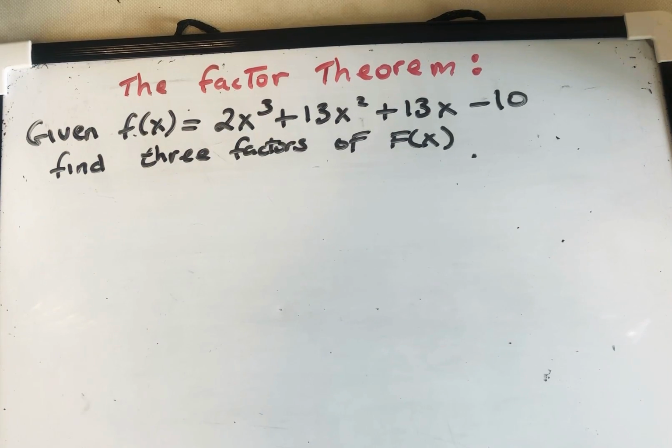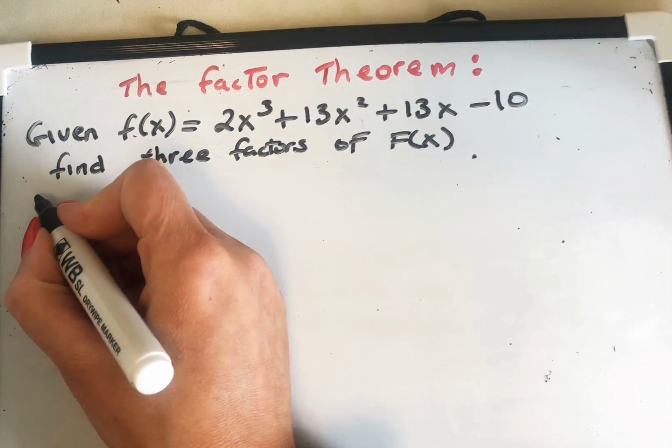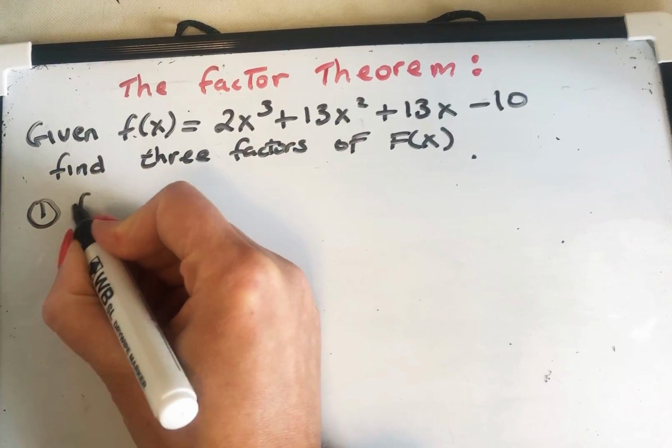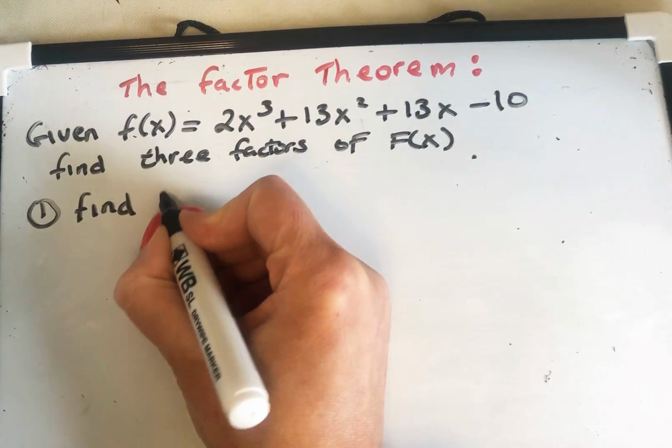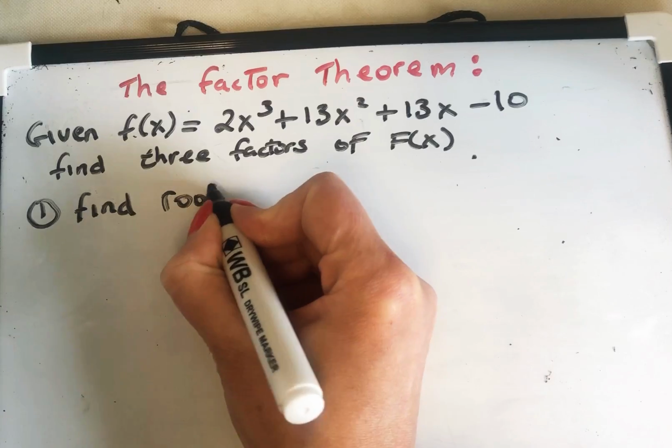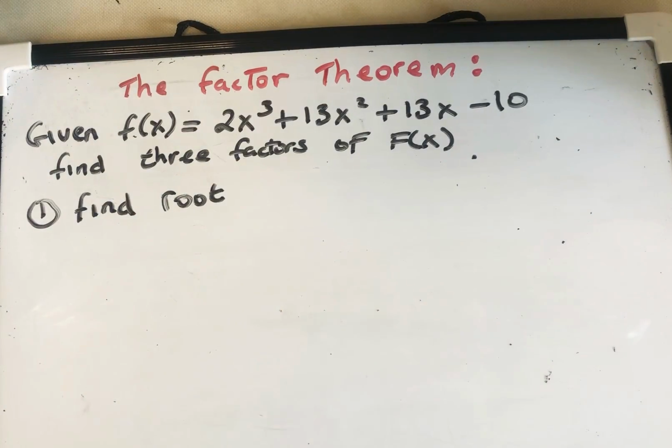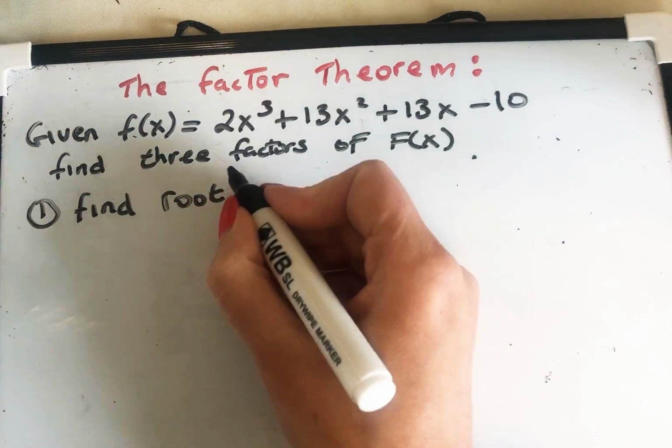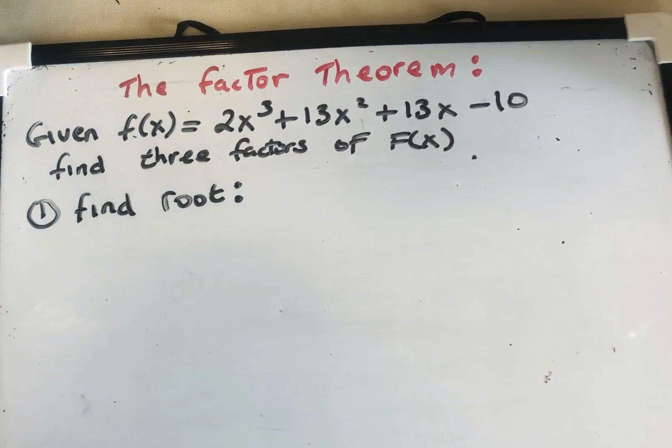So here we have the given function f of x, which is 2x cubed plus 13x squared plus 13x minus 10. Find the three factors of f of x. First of all we have to begin by finding a root. Once we have a root, we can make a factor and we can long divide into our cubic to give us the remaining factors.